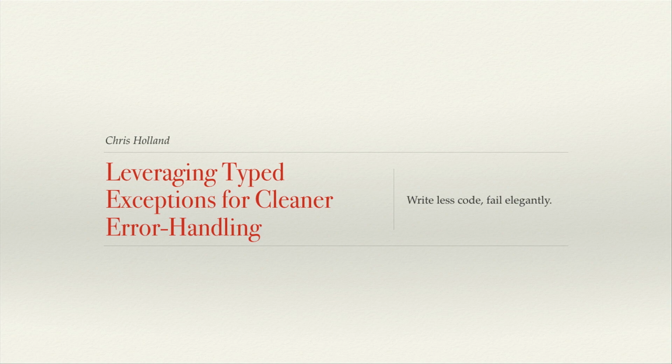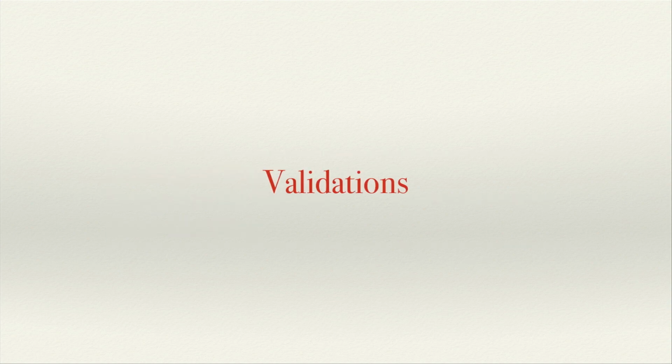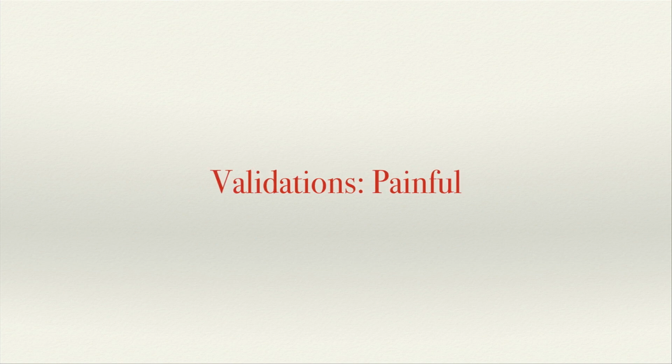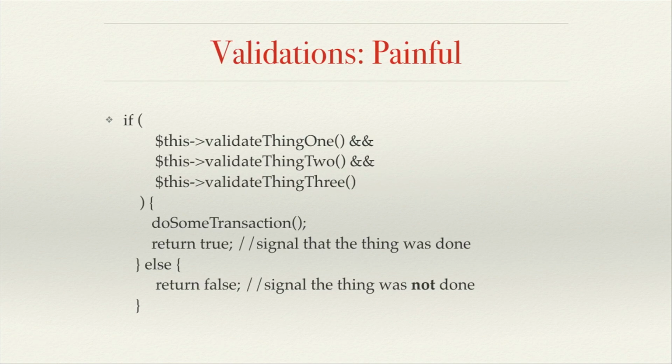All right, so write less code, fail elegantly. We're going to dive right into it. I'm pretty sure you've all done some validations before, right? Some input comes in, you want to validate through a bunch of rules. And the code might look a little bit like this. You put an if block with a bunch of validation rules, and you hope that each validation method is going to return true. And if each one returns true, then we might do some transaction and then return true to signal that the transaction was successful, right? That might be a way to do it.